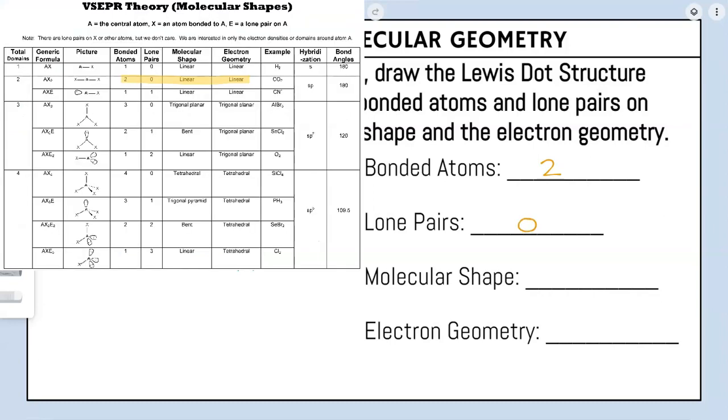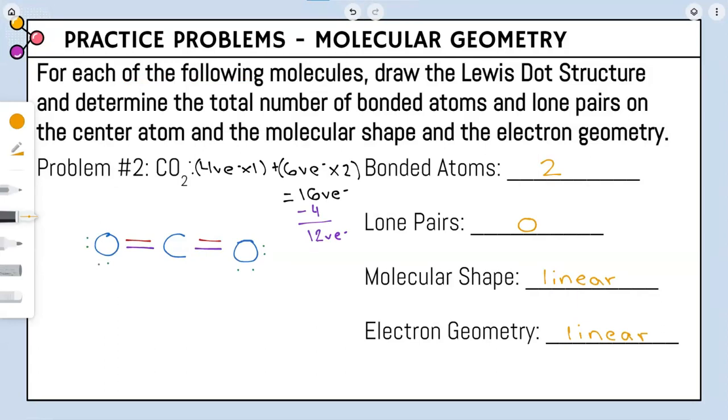So looking at a VSEPR theory chart, finding the row that has 2 bonded atoms and 0 lone pairs, it says that our molecular shape is linear, as well as our electron geometry is also linear. And that is your answer for problem number 2.